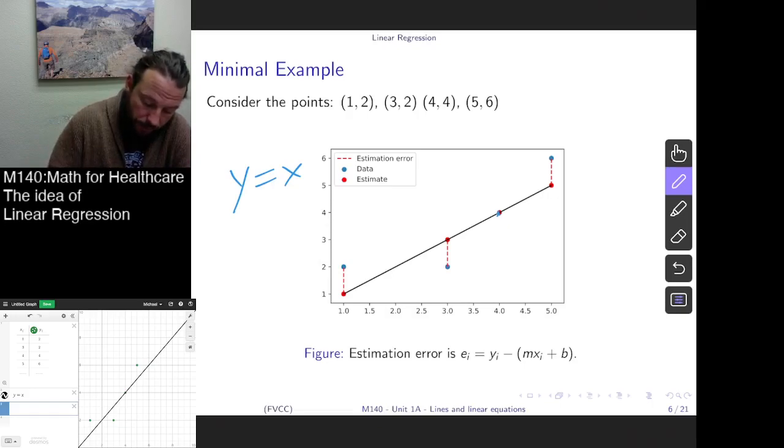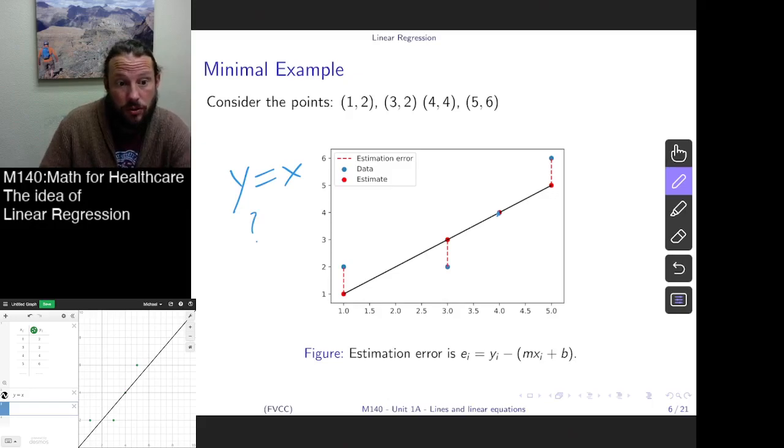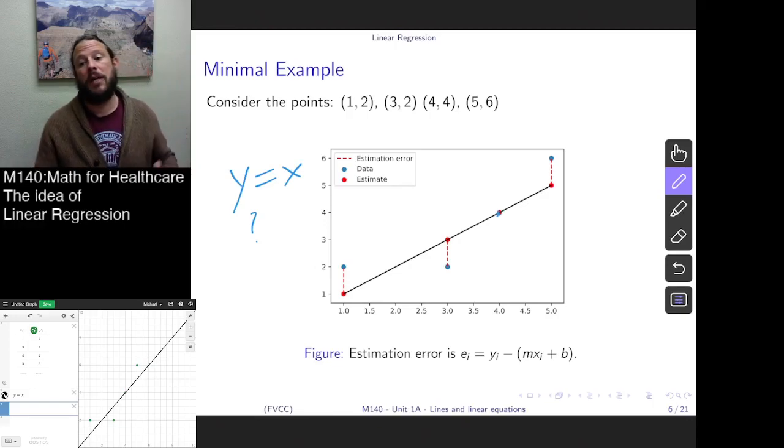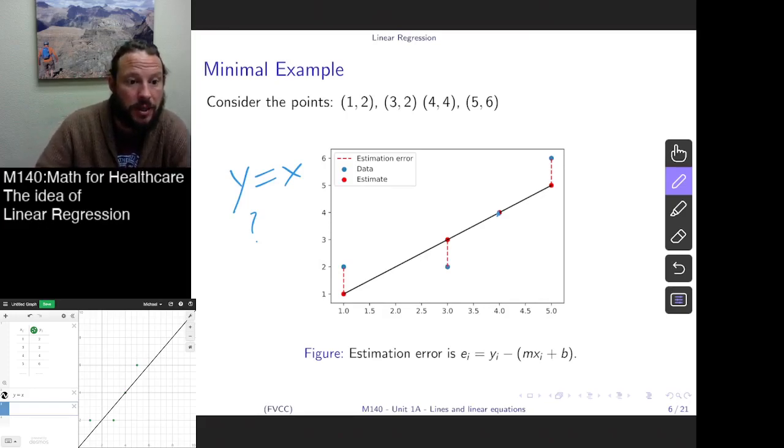It goes through the data point (4, 4). How does that fit? It looks like it's pretty close, no? But what does it mean? How do we test it? How do we know how bad it is or how good it is? Well, we use this estimation error, which kind of makes sense.